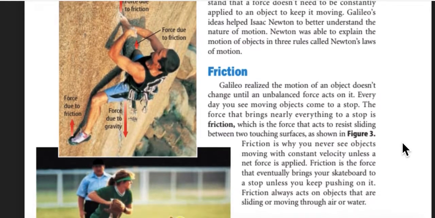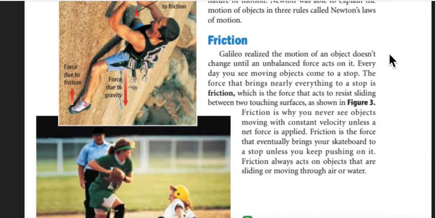Friction. Galileo realized the motion of an object does not change until an unbalanced force acts on it. Every day you see moving objects come to a stop. The force that brings nearly everything to a stop is friction, which is the force that acts to resist sliding between 2 touching surfaces, such as figure 3 shows. Friction is why you never see objects moving with constant velocity unless a net force is applied. Friction is the force that eventually brings your skateboard to a stop unless you keep pushing on it. Friction always acts on objects that are sliding or moving through air or water.